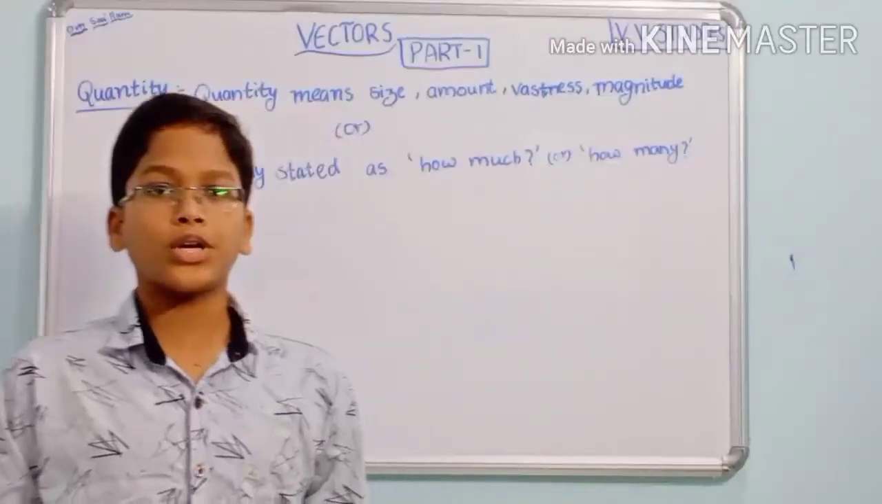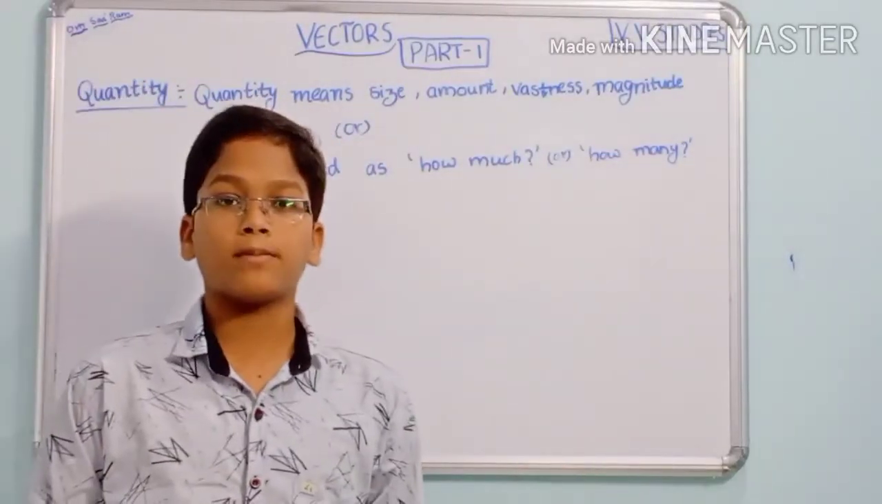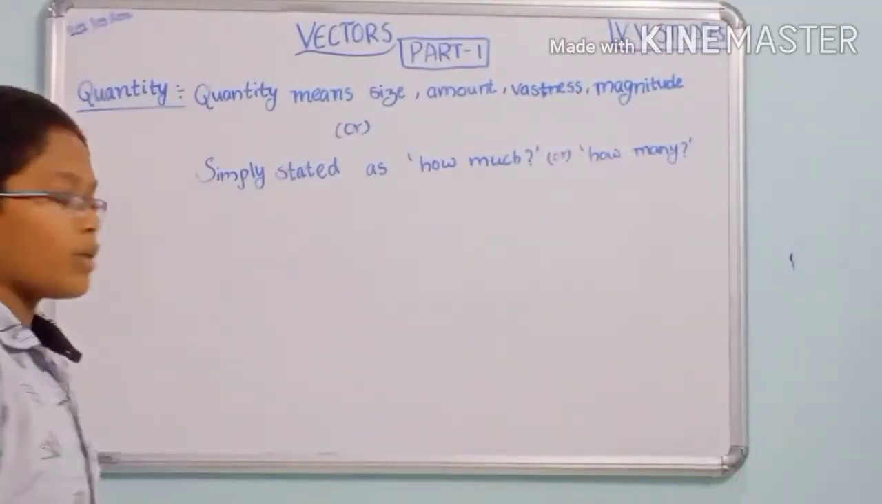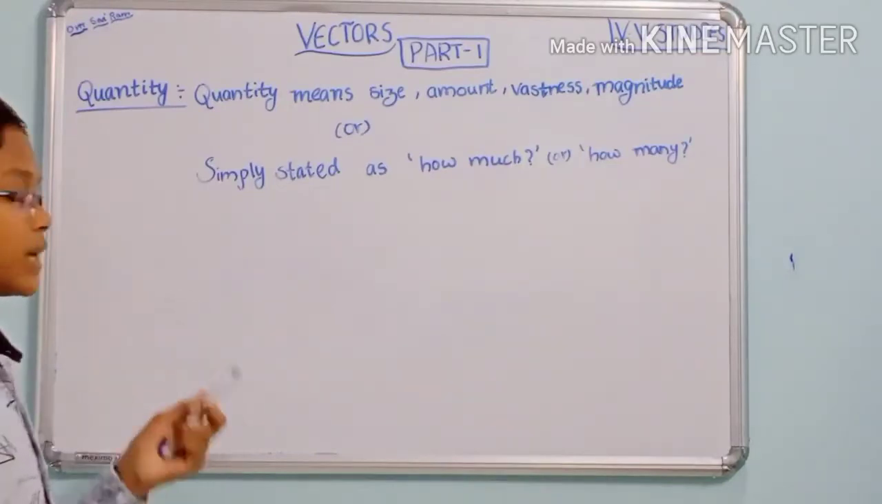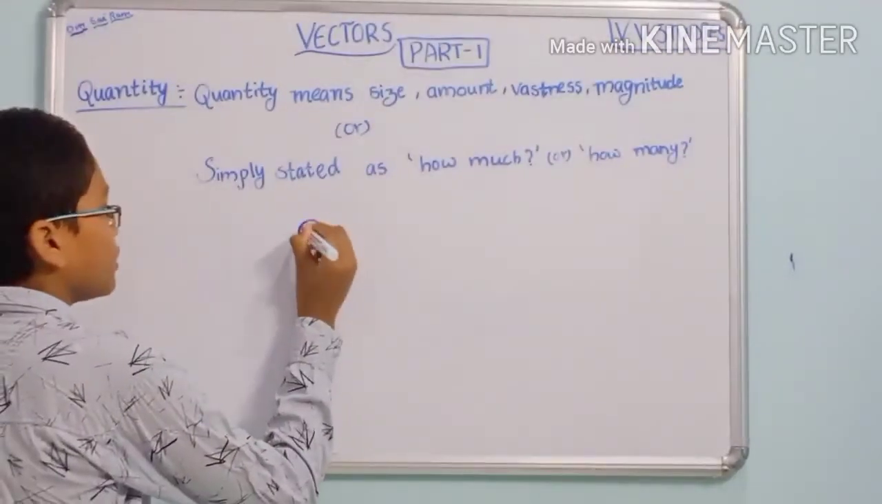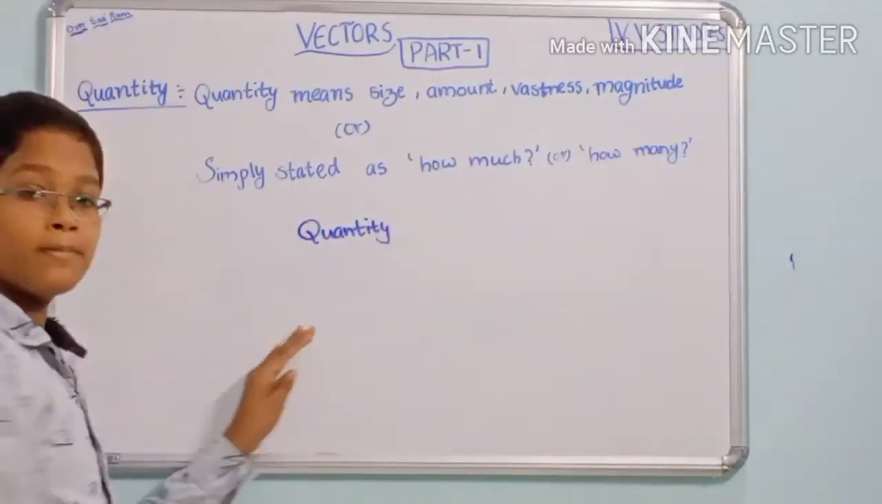Now we are going into a physics concept, that is vectors part 1. Now going into the concept, what is a quantity? Why are we learning quantity? Our topic is vectors. A doubt may arise in your mind. See, first, it is a quantity.